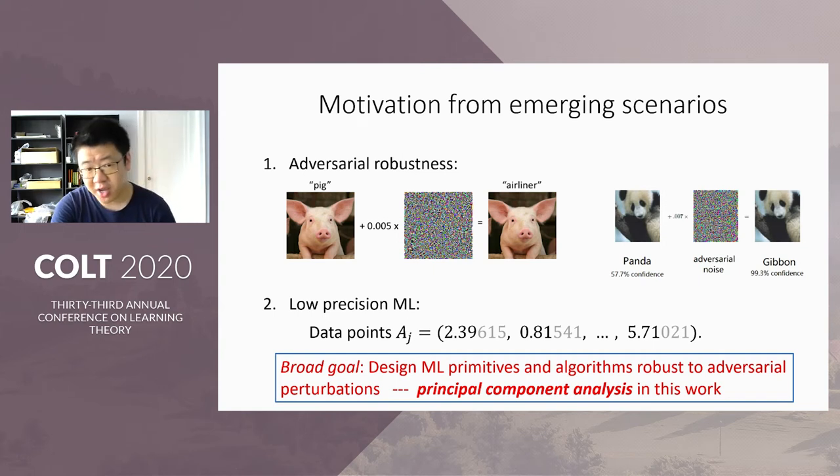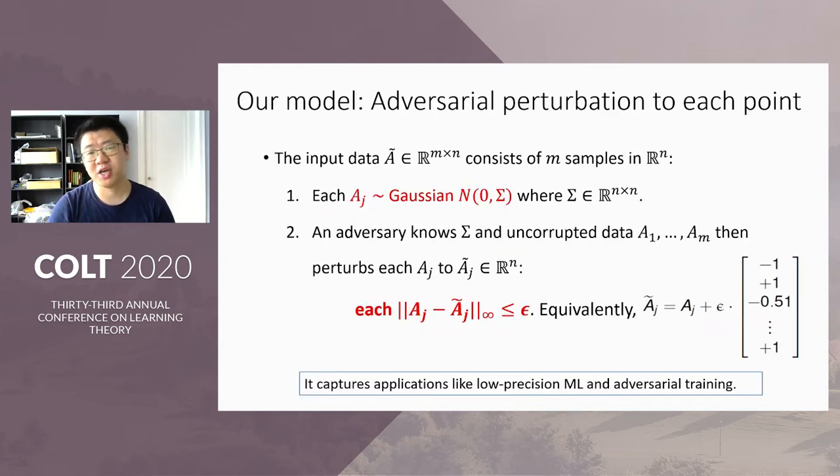Now, let me define our noise model formally in the next slide. So we will call it adversarial perturbations. The input data A tilde consists of n points in dimension n. It is generated this way. The original data Aj is generated from some Gaussian, say mean zero and covariance sigma.